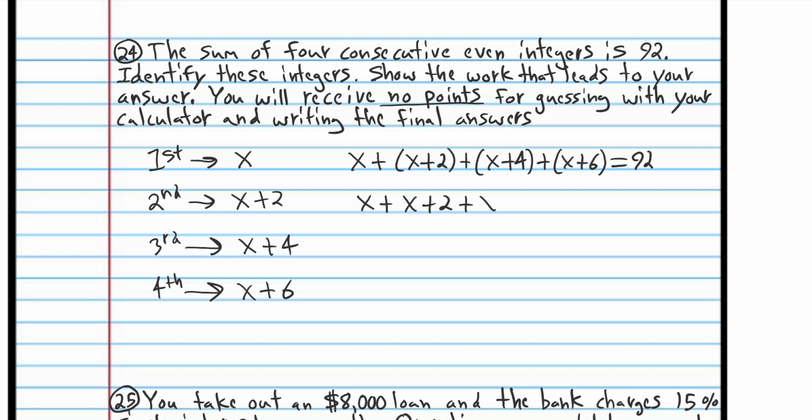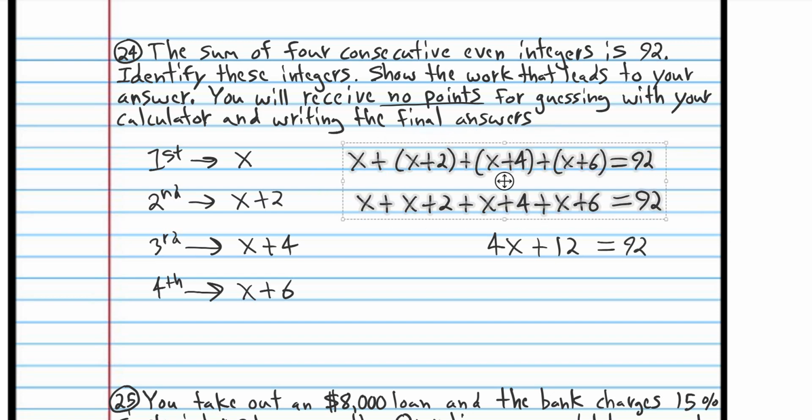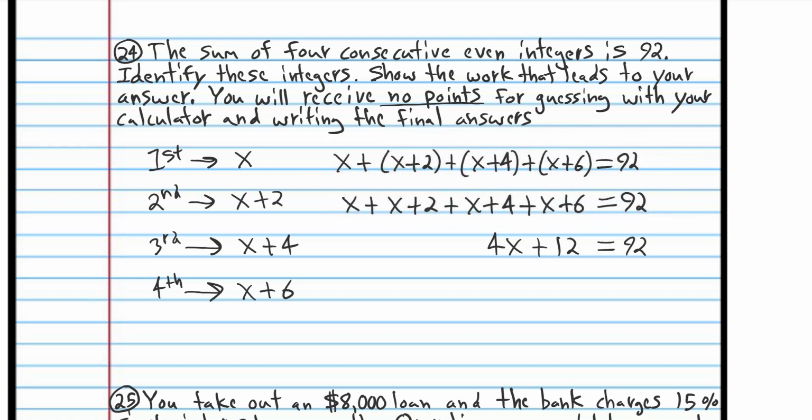And after we get rid of the parentheses, you can see that it's just a multi-step algebraic equation. So we're going to add up all those x's. So we get 4x, because each x just is 1x, and then 2 plus 4 plus 6 is 12. And again, try to keep your equal sign lined up if you can. All right, let's see here. So now we're going to perform an operation on both sides of the equation. So we have to rewrite the equation.